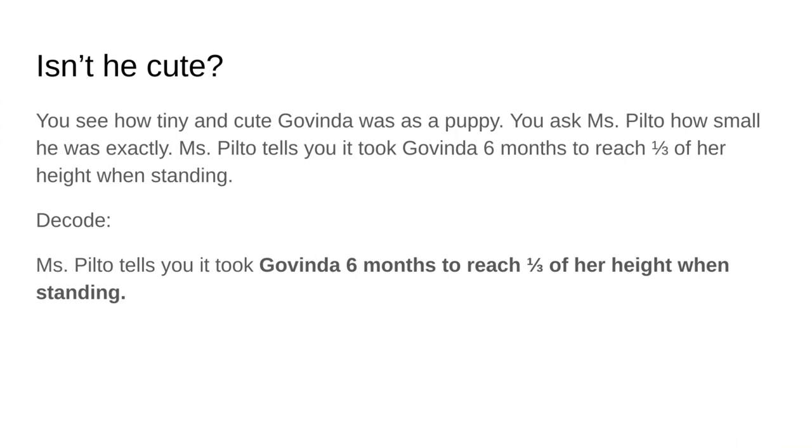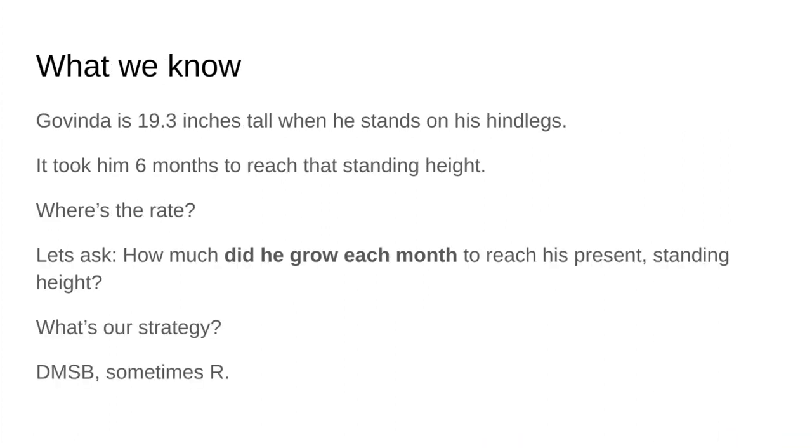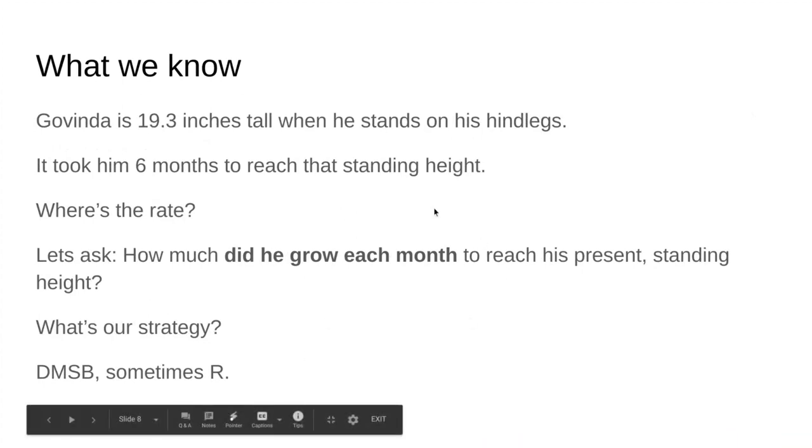Miss Pilto tells you it took 6 months for Govinda to reach 1/3 of her height when standing on his back legs. So now we're back to decoding. What do we know? He is 19.3 inches tall when he stands on his hind legs, and it took him 6 months to reach that standing height. Where's the rate? Let's ask: how much did he grow each month to reach his present standing height? So our rate is how much he grew each month.